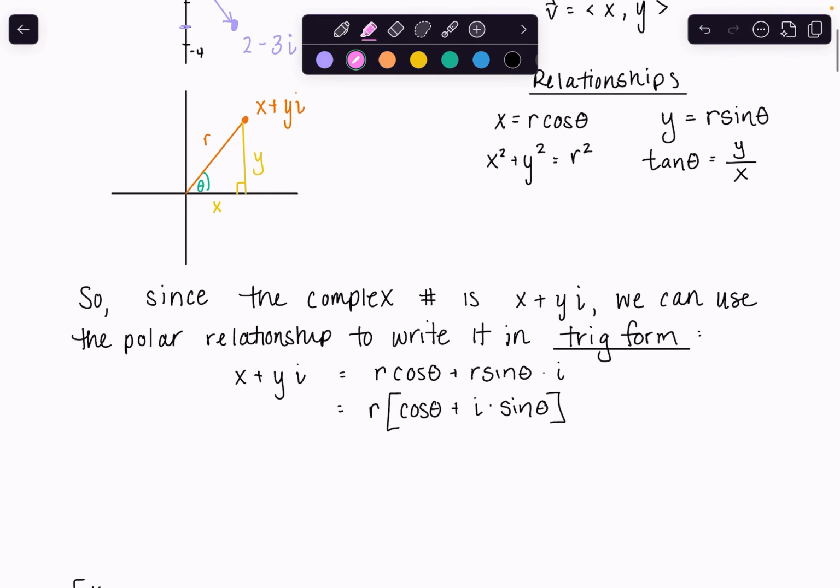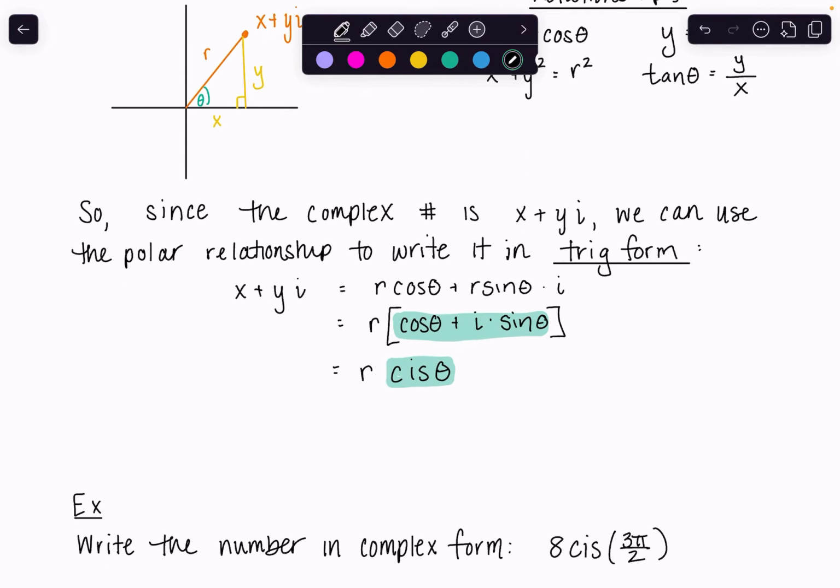So we have a simpler way to rewrite this expression because really the only thing that matters is that theta value. The i is attached to sine. So the condensed form for writing this is r cis theta, to stand for cosine, imaginary number, sine of theta. In this case, remember, we have a lot of ways that we can represent the same point on the unit circle. So we like to keep this nice where our r value is going to be positive.